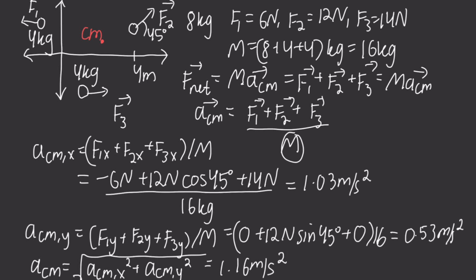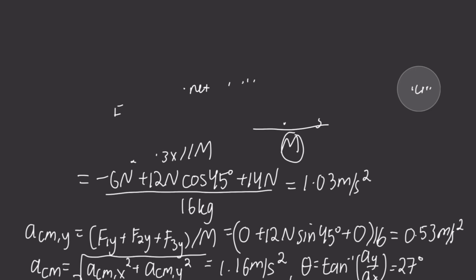And then we can find the direction or the angle from the positive x-axis as theta equals tan inverse of AY over AX, and that is going to give us 27 degrees. And now you have found the acceleration of the center of mass and the direction that that acceleration of center of mass is going. So now I just wanted to graph it out for you to show how it sort of looks like.